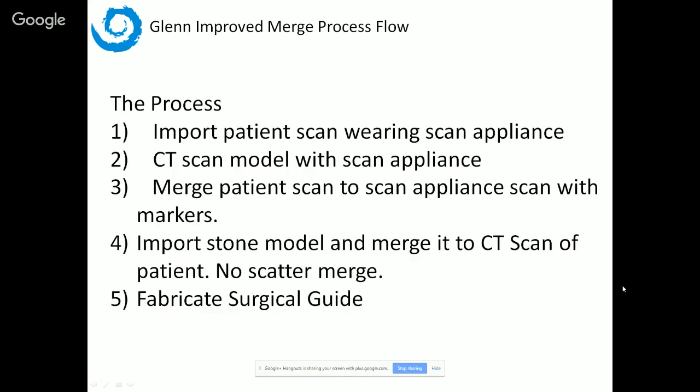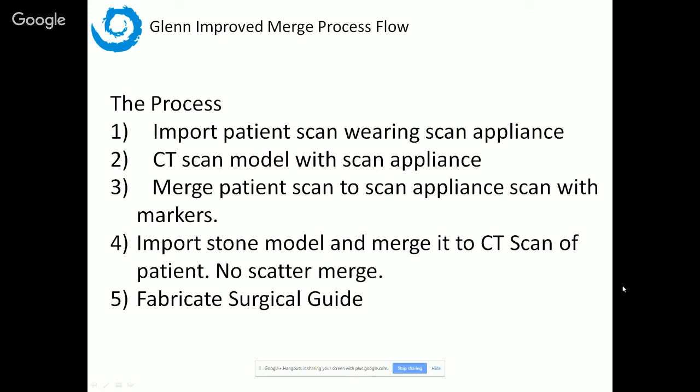The process flows: you're going to import the patient scan wearing the scan appliance. You're going to CT scan the model with the scan appliance. So that's scan number 2. You're going to merge the patient scan to the scan of the scan appliance with the markers. The markers don't have scatter. So here's where we're initially solving the problem of the scatter in the patient scan. The markers in the patient scan and the markers in the CT scan of the model don't have scatter, and a very accurate merge can be done.